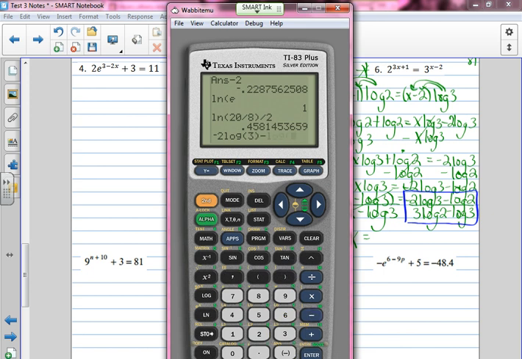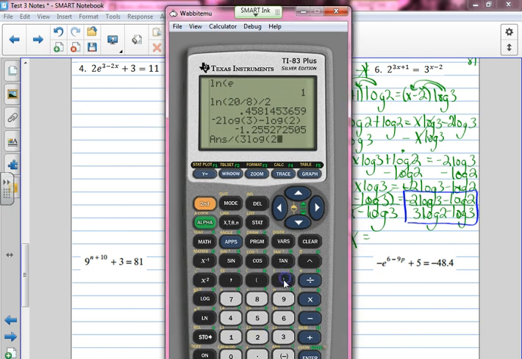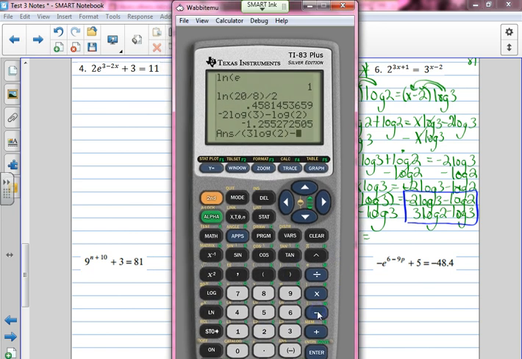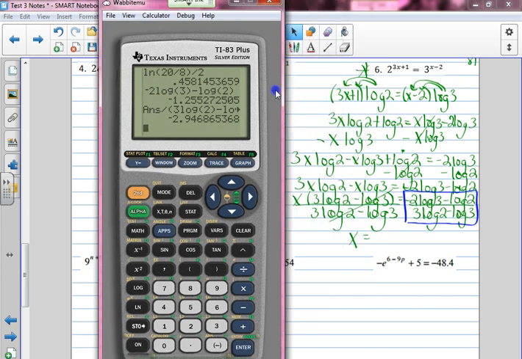minus the log of 2. Enter, divided by parentheses 3 log 2 minus log 3. And obviously you will be practicing this in class, and I'll be around to help you out. So that gives you negative 2.9469.